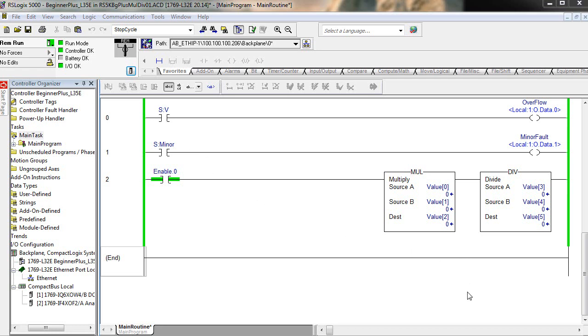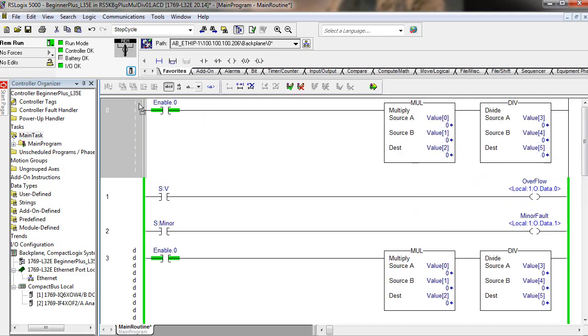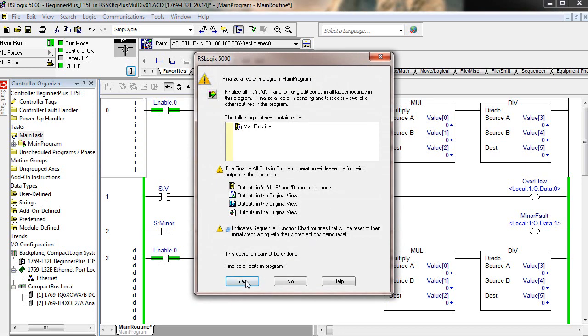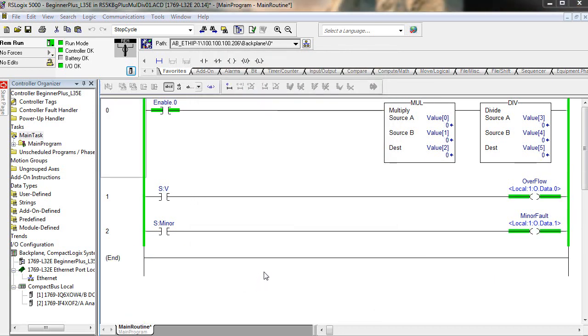Now this is just a minor point, but I wanted to demonstrate that dividing by 0, source B just flat cannot be 0. That's really all there is at stake here. And if you do want to detect this kind of a situation, overflow or minor fault, you use these 2 bits, but you don't actually have to turn on outputs. You can use them elsewhere in your code. I'm going to put this back. Finalize all edits, and we're back.